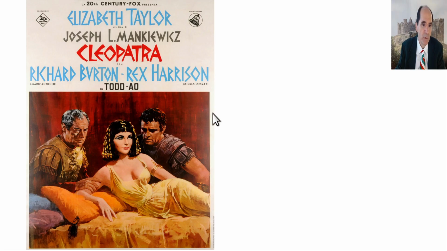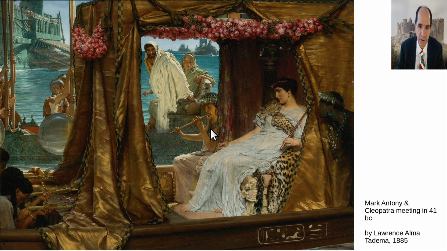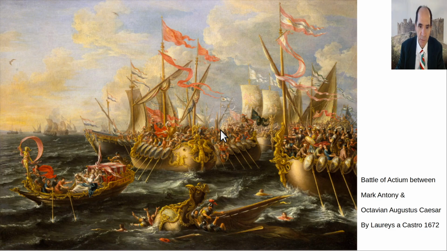Here's some from a movie with Liz Taylor, and Rex Harrison would be the old Caesar, and the young guys like Mark Antony, who later on also had an affair with Cleopatra. She was a foxy babe. I'll bet you she looked a lot more like Elizabeth Taylor than the lady in this picture. Here's Mark Antony meeting with Cleopatra. So she was a femme fatale.